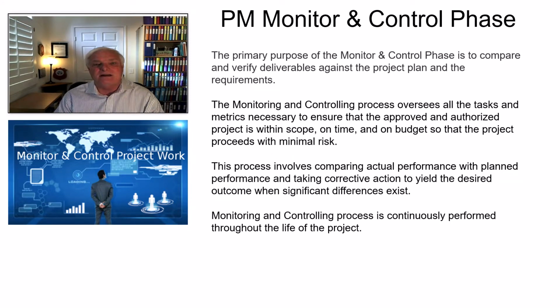The monitoring and controlling process oversees all of the tasks and metrics necessary to ensure that the approved and authorized project is within scope. So you're looking for things that are in scope, not out of scope, on time and on budget, so that the project proceeds with minimal risk. This process involves comparing actual performance against the baseline, measuring the baseline against where we're actually at. We're trying to understand the difference between the two, and there may be significant differences.